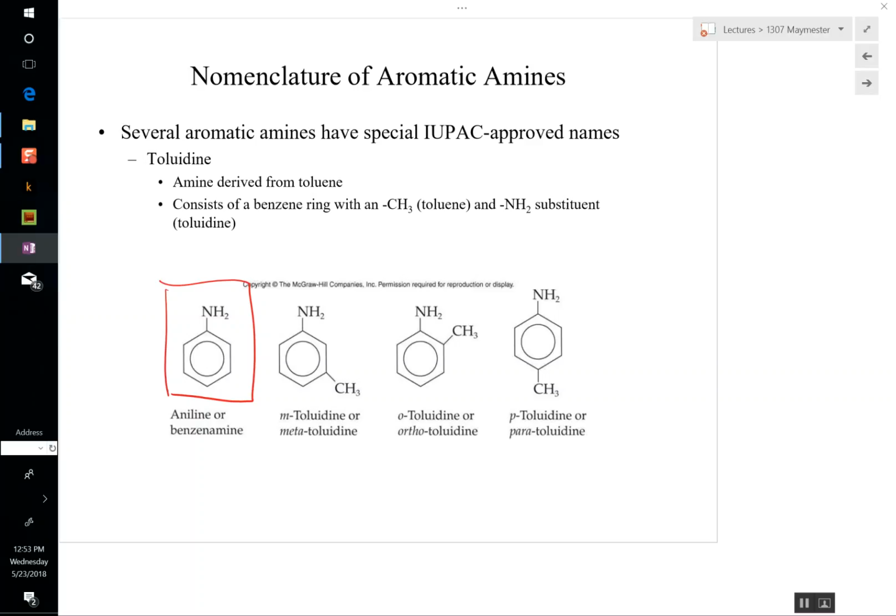I think if you went on the internet, it would have both of those names, but chemists very rarely would call that benzamine. 95% of the time, we're going to refer to that as aniline.